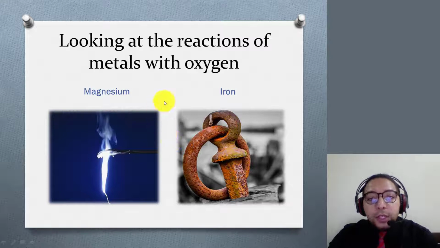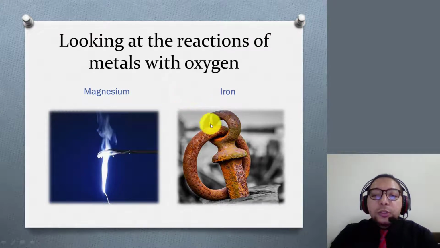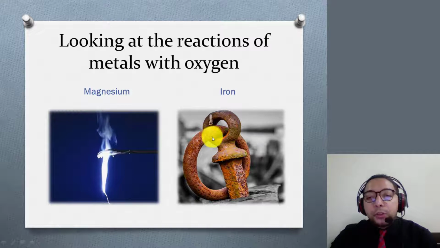So as you can see over here, magnesium has burned in the presence of oxygen to produce light and heat energy, and this is a much higher amount of energy given out than the iron, because iron takes a long time in order to react with oxygen. This is a very slow process. So we can say that magnesium is higher in reactivity than the iron.